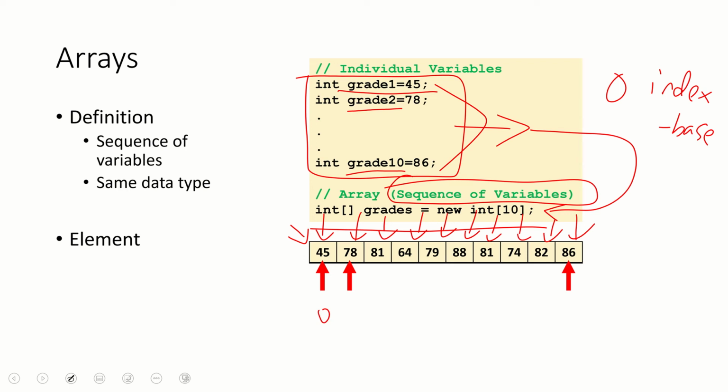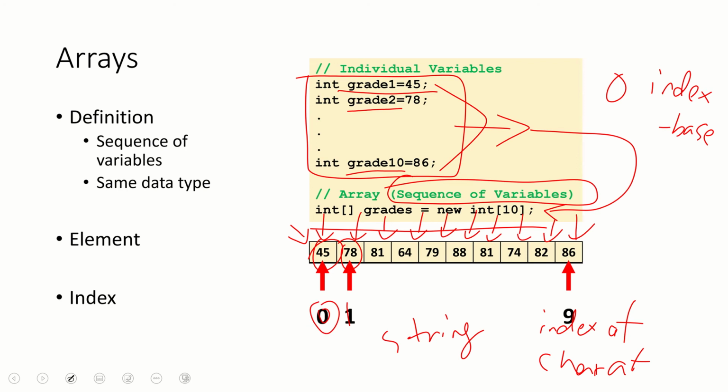It's very similar to when we use the string, right? If you still remember the string, the index of charAt, they all use the zero index base, right? So for the array, it's the same thing. The first one, the index will be 0. The second one will be 1. Each of them we give an index, right?